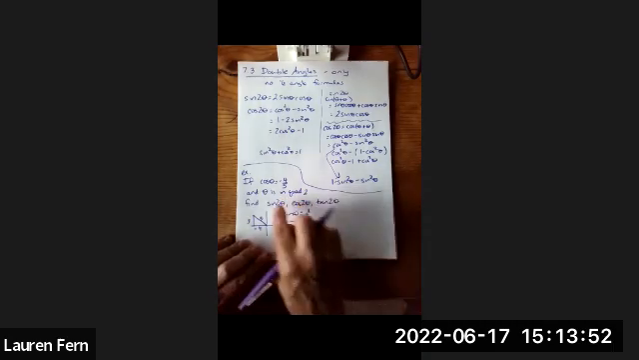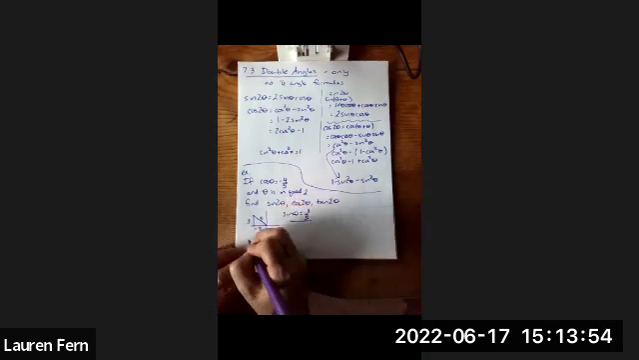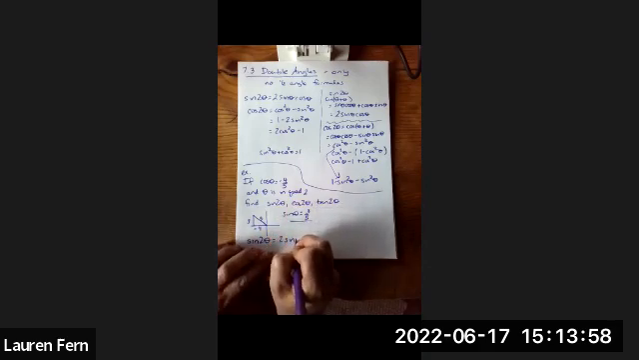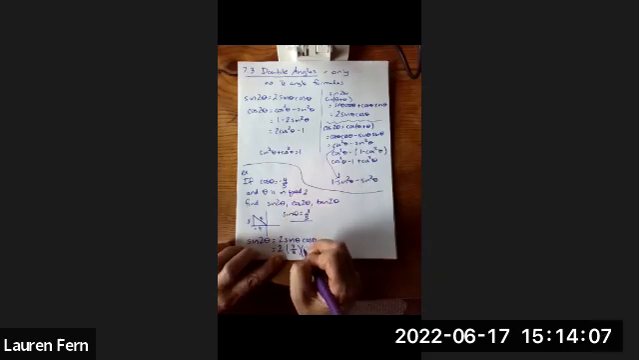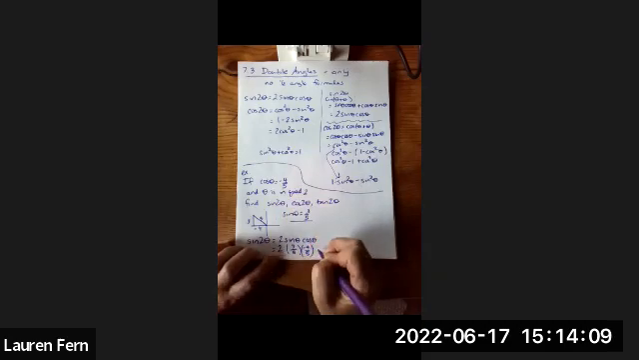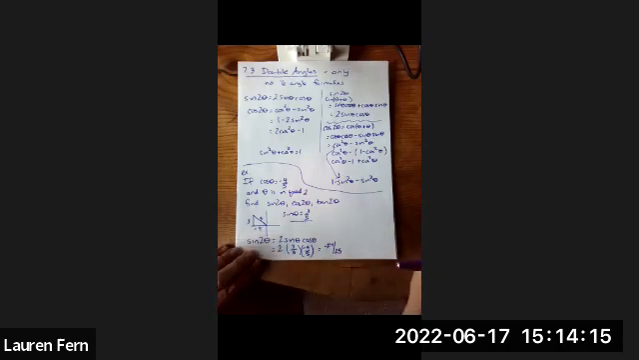Okay, so let's go through and find each of these 3. First off, the sine of 2 theta is 2 times the sine of theta times the cosine of theta. We found the sine of theta to be 3/5. We're given that the cosine of theta is negative 4/5. And so we get negative 24/25.